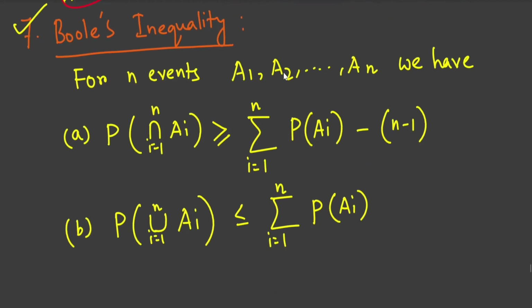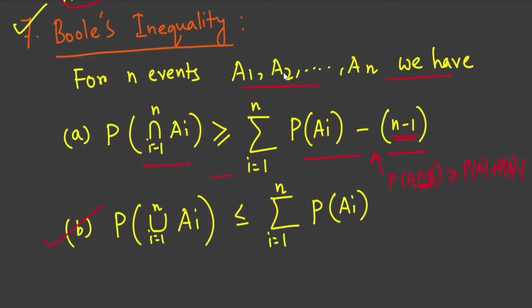For n events A1, A2, ..., An, we have probability of intersection of i equal to 1 to n of Ai greater than or equal to summation i equal to 1 to n probability of Ai minus (n minus 1). If we take two events and apply Boole's theorem, then we have probability of A intersection B for any two events greater than or equal to probability of A plus probability of B minus 1. This result, since n equals 2 here, as we take two events A and B.